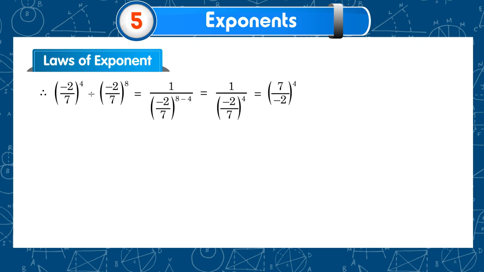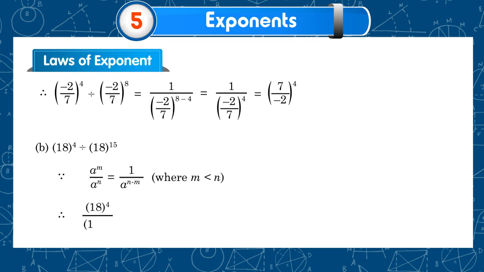B. 18 raised to the power 4 divided by 18 raised to the power 15, as a raised to the power m upon a raised to the power n equals 1 upon a raised to the power n minus m, where m is less than n. Therefore, 18 raised to the power 4 upon 18 raised to the power 15 equals 1 upon 18 raised to the power 15 minus 4 equals 1 upon 18 raised to the power 11 equals 1 upon 18 wholes raised to the power 11.